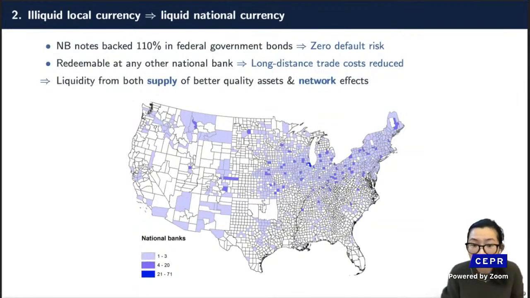They also required that each note was redeemable at any other national bank. And so all of these trade costs, particularly over long distances, were going to be reduced. And the long distance ones were fractionally going to be reduced much more than the shorter distance ones. Okay. So the liquidity from this introduction of a uniform currency comes from two sources, both in the supply of this better quality transactions medium, as well as in this network effect of being able to use them in many more locations around the country.